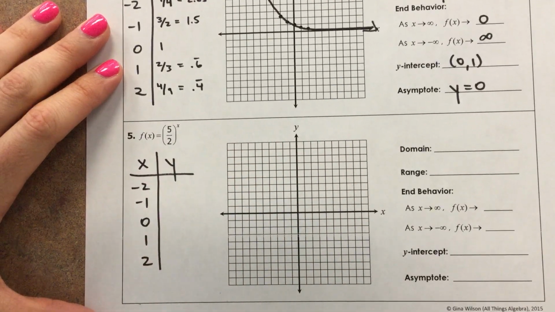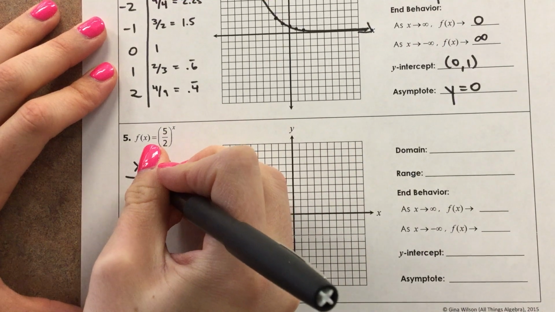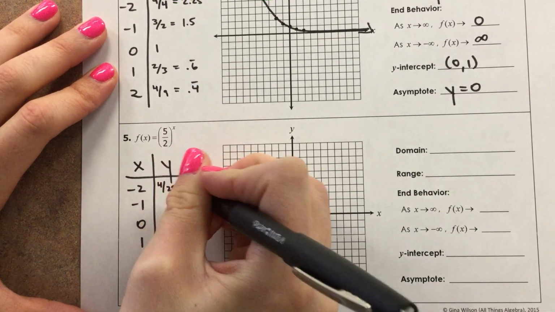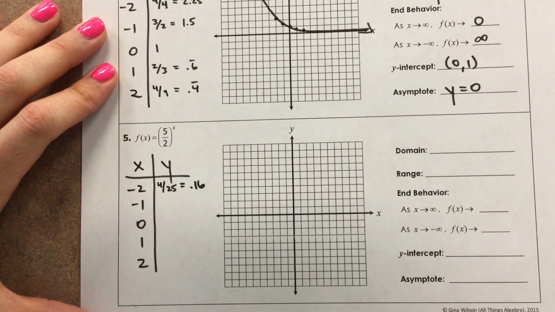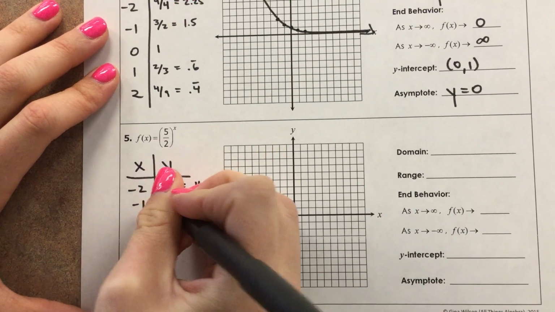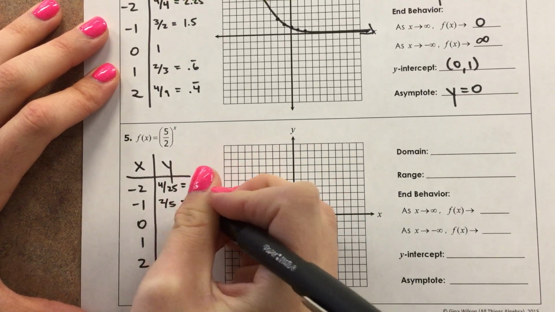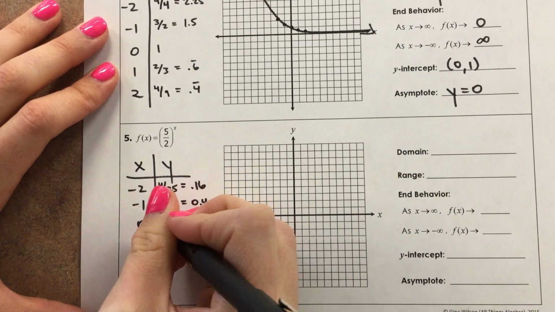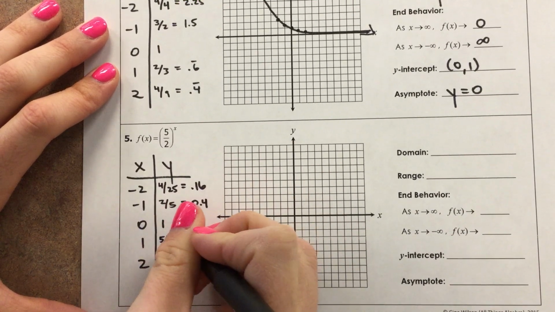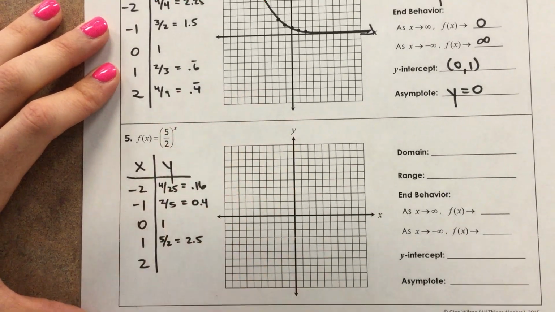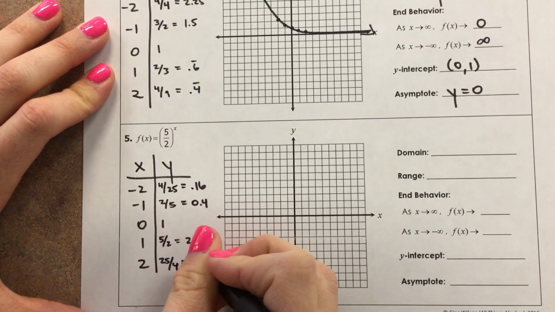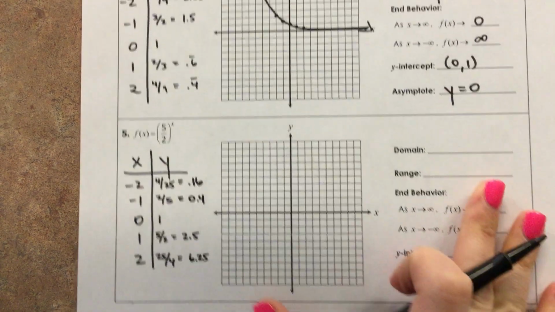So flip first, and I get 2/5, and then square 2/5, and I get 4/25. And 4/25 is 0.16. Negative 1. Negative means flip. The 1 means it stays the same. So 5/2 becomes 2/5, which is 0.4. Anything to the 0 power is 1. Raising to the first power stays the same. So I get 5/2, which is 2.5. And finally, squaring 5/2 becomes 25/4. And that is 6.25. So 5 values.